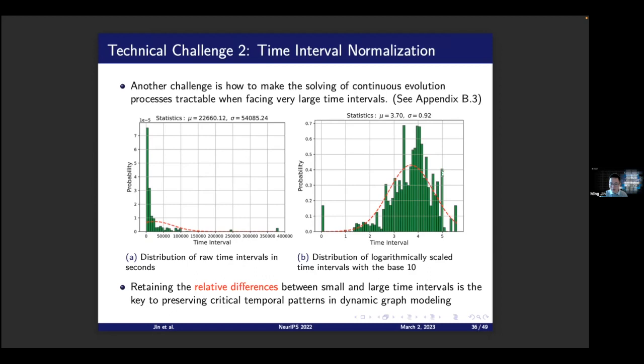How can we do that? We can use certain scaling, or normalization, strategies, for example constant scaling or log scaling or other kinds of strategies. But we find that the key is to retain the relative difference between the small and large time intervals, instead of preserving the precise difference between them, because preserving the precise difference can bring almost the same result, but that's not necessary, and also infeasible for ODE solving when learning in real-world scenarios, as the time interval is too large to integrate.